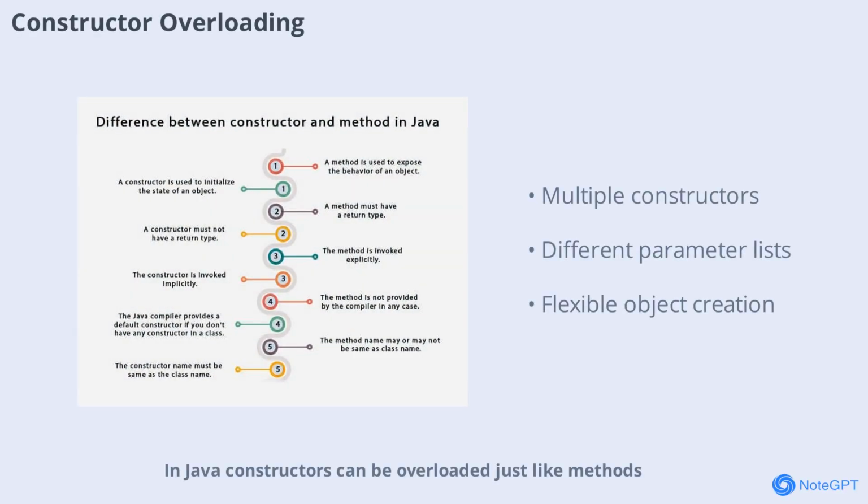In Java, constructors can be overloaded just like methods. Constructor overloading means having more than one constructor in a class, each with a different parameter list.